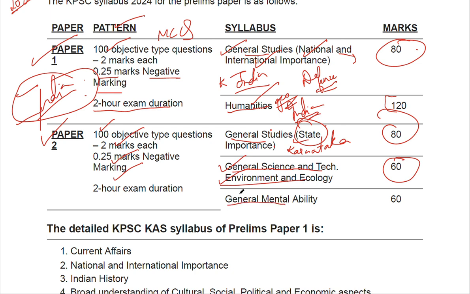Next, there is something called general mental ability, GMA. Here you can expect questions about data interpretation, the maths part, as well as some reasoning part. So in simple words, it is kind of maths. You will get questions of around 60 marks. So that is for paper 1 and paper 2.